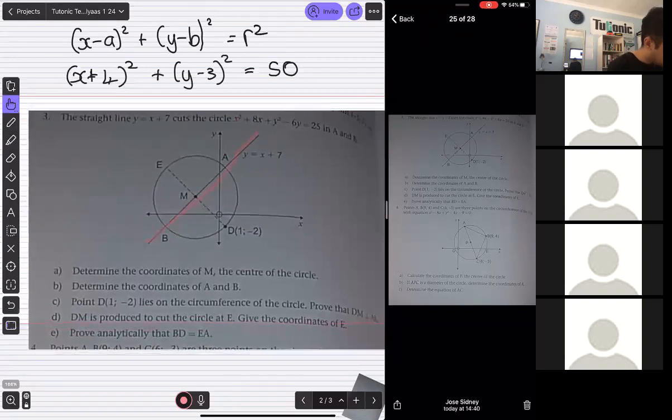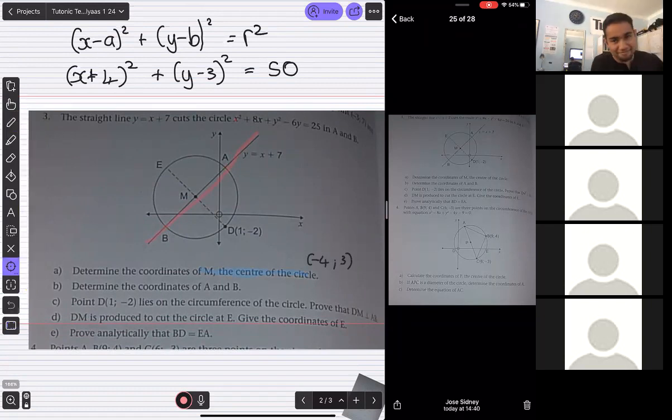So now it's asking you to determine the coordinates of M, the center. Well, it's going to be -4 and +3. Right. Okay. Now it says the coordinates of A and B.